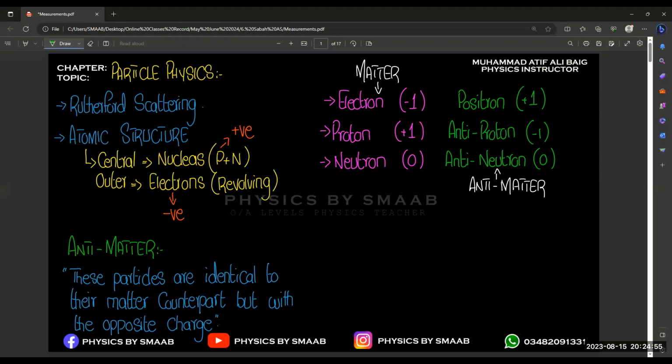And the next one is again the same concept: alpha, beta, and gamma particles, right? Do you know about alpha, beta, and gamma and their properties? Alpha has the greatest ionizing power and the least penetration power.